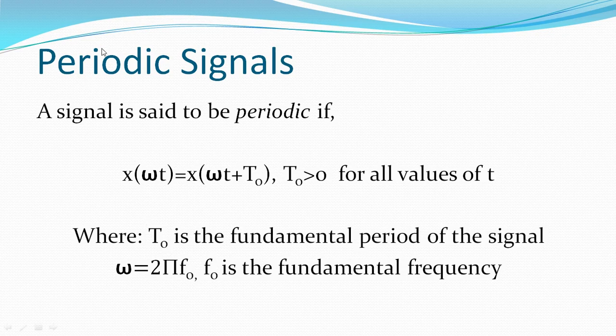Okay, so let's focus now on periodic signals. A signal is said to be periodic if x of t is equal to x of t plus T naught, where T naught is greater than 0 for all values of t. Yung T naught natin, ito yung tinatawag na fundamental period of the signal. And yung omega is the angular frequency and it is equal to 2 pi f naught. Yung f naught natin is the fundamental frequency.